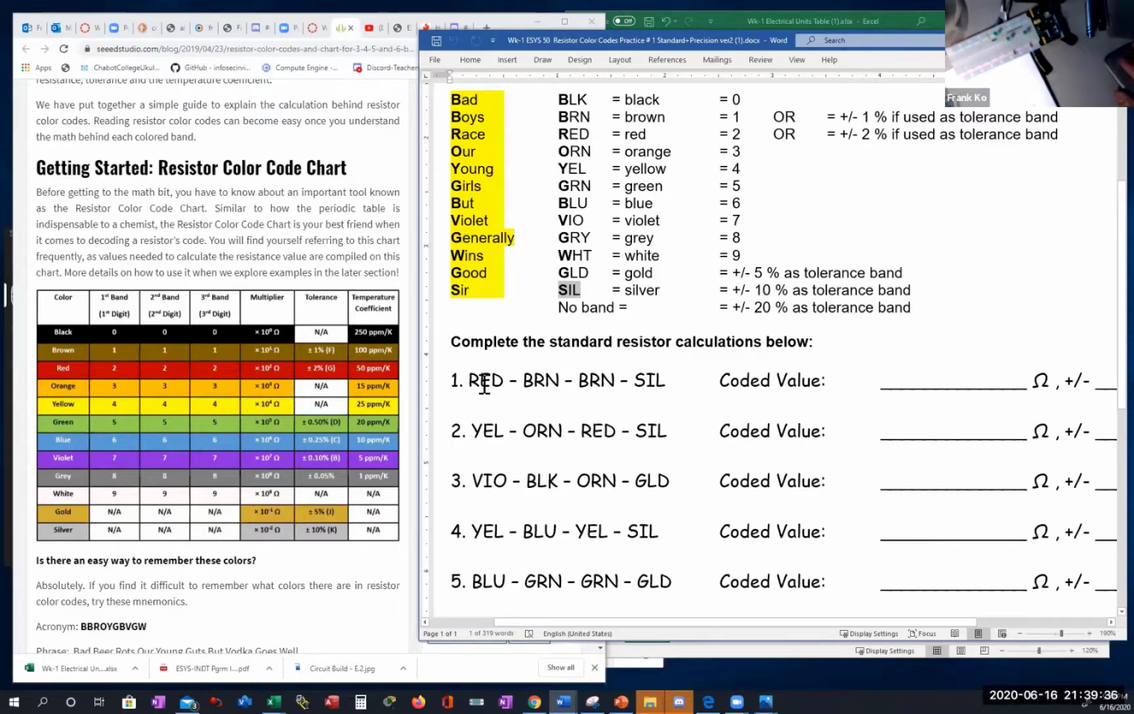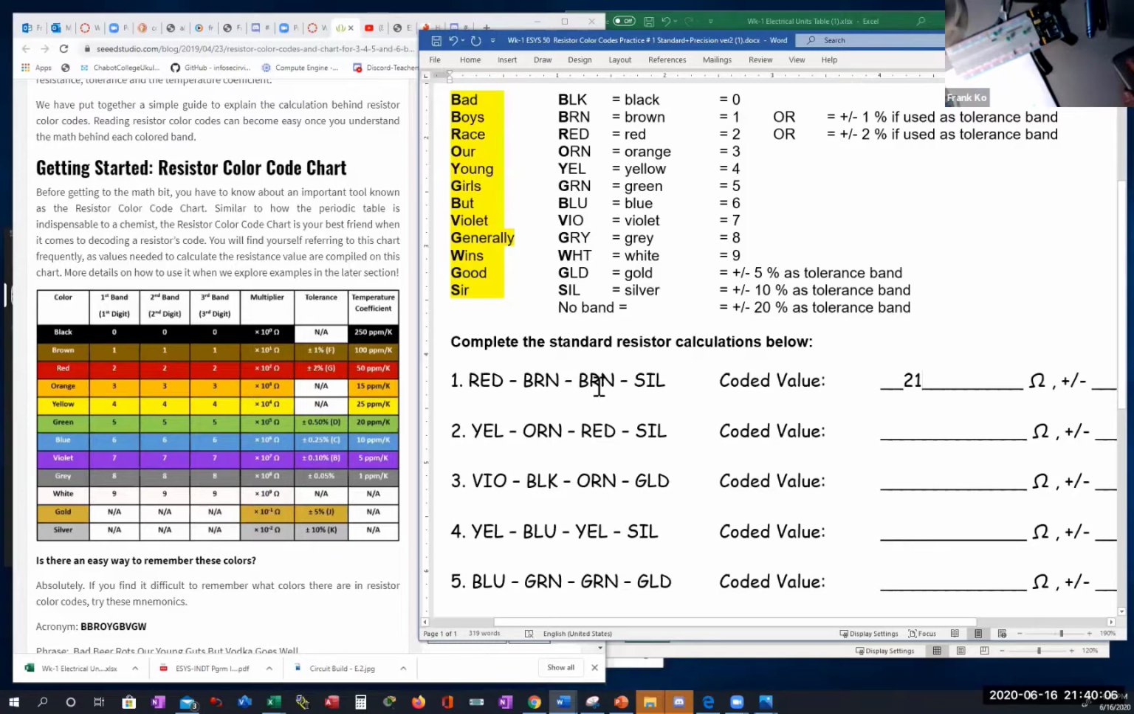So the first band is red. Red represents what numeral? A two. So your first digit is a two, so you write down a two. Then the second band represents the second digit. The second digit is brown. What is the value of the second digit? It's a one. So I'm now going to enter a one. So now do I have a two and a one so far?